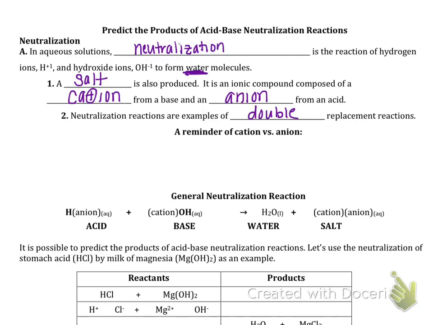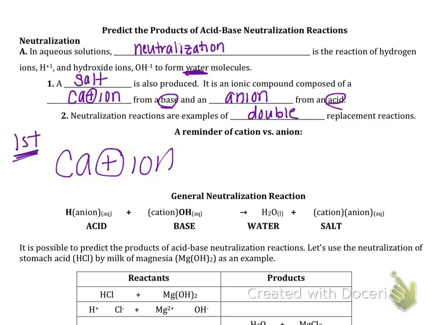Water is always one of the products, and you're also going to create a salt. A salt is made from the cation from the base and an anion from the acid, and it's basically a double replacement reaction. Remember that cations are positive and they always go first in the compound. Cations always go first. Then anions are negative and they always go second. Okay, so this is how it works.